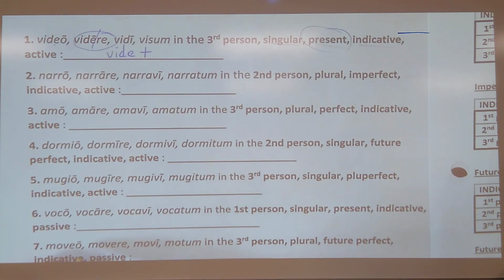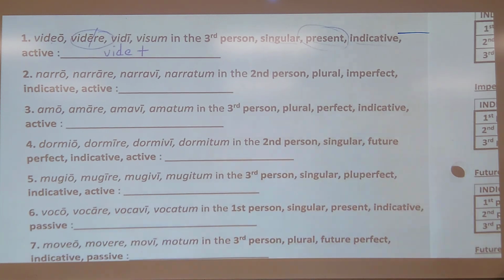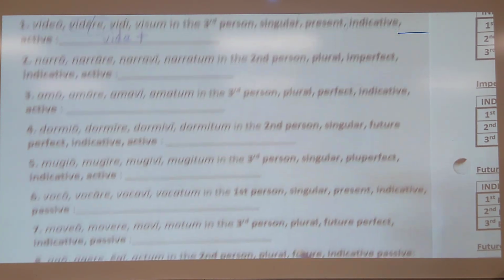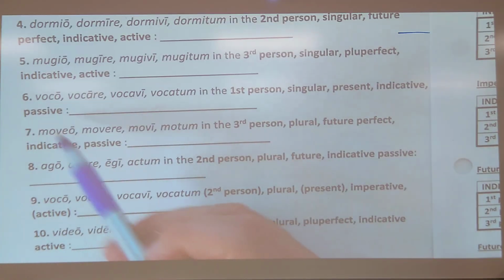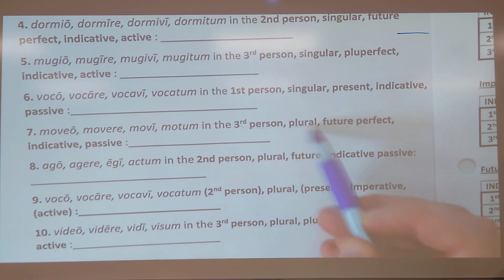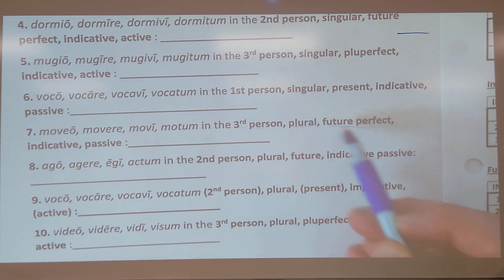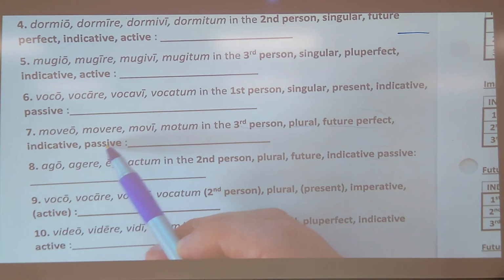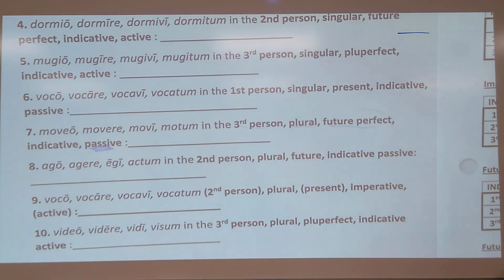We have moveo, movere, movi, motum. And we want it to be third person, sorry if you didn't see that, moveo, movere, movi, motum. It's going to be third person, plural, future perfect, indicative, and it's going to be passive. So let's pay close attention to that.